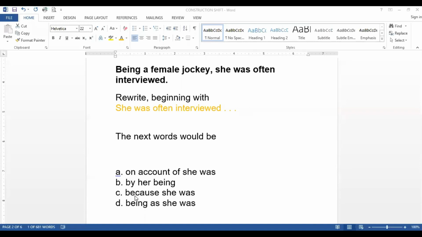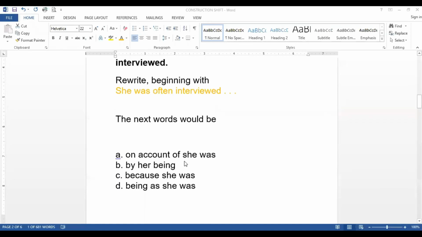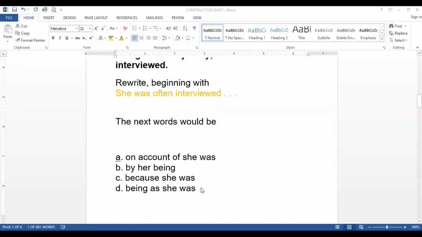And then we'll go with C now. She was often interviewed because she was a female jockey. That one can work. And let's look at D. She was often interviewed being as she was a female jockey. So which do you think sounds more grammatically correct?